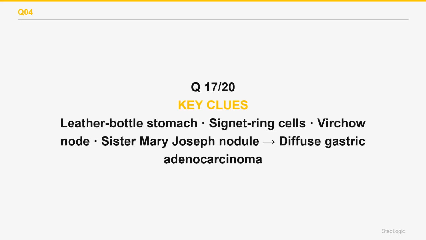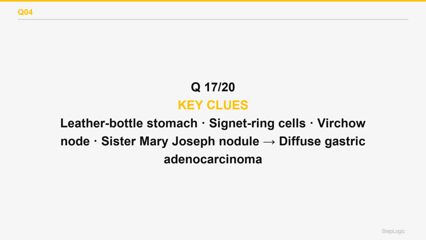Gastric adenocarcinoma has two main types. The diffuse type is characterized by signet ring cells, cells filled with mucin that pushes the nucleus to the periphery, giving a signet ring appearance, that infiltrate the stomach wall diffusely rather than forming a discrete mass. This widespread infiltration thickens and stiffens the entire stomach, producing the classic Linitis plastica, or leather bottle, stomach.